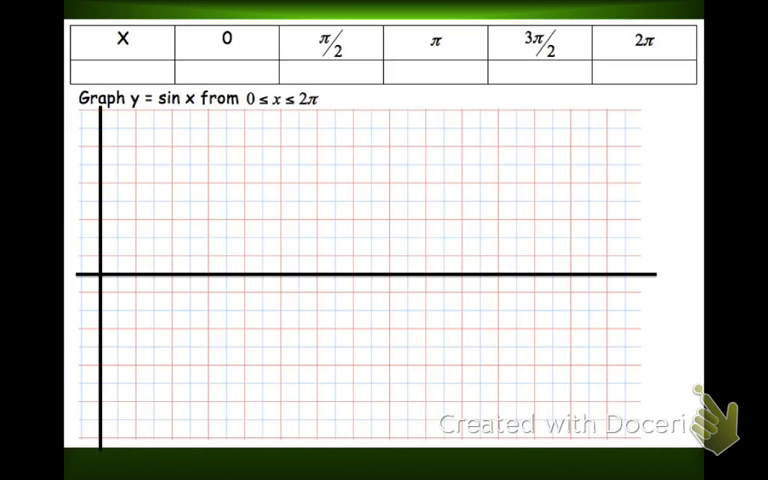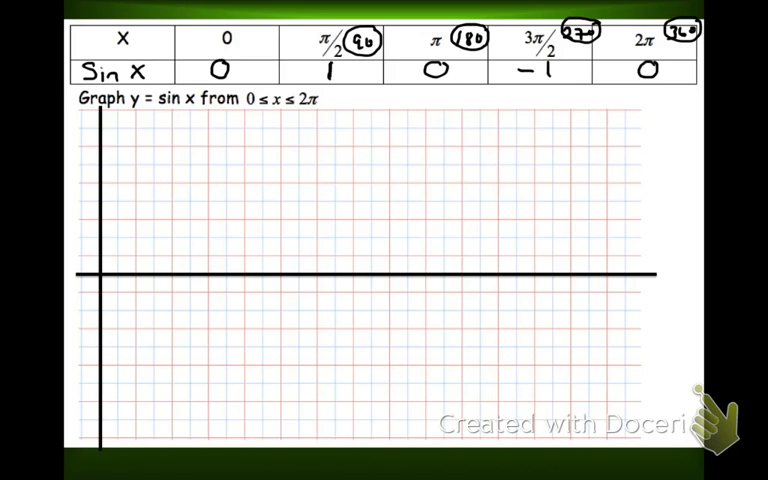So for sine, our domain is going to be all of our x values. We have our angle measures up there, and sine of x is going to be the second part of our table here. So at 0, sine is 0. At pi over 2, which is 90 degrees, sine is 1. At pi, which we know is 180 degrees, sine is back to 0. At 3 pi over 2, which is 270 degrees, sine is -1. And back at 2 pi, which is 360 degrees, we are back to 0.